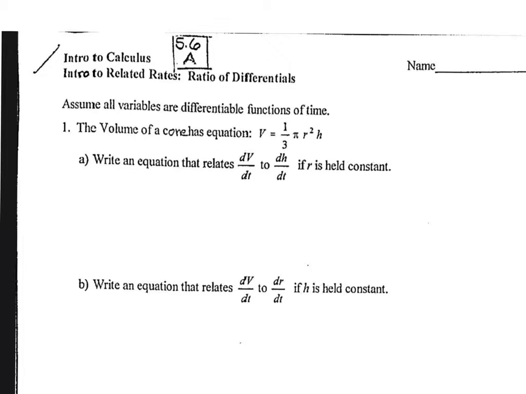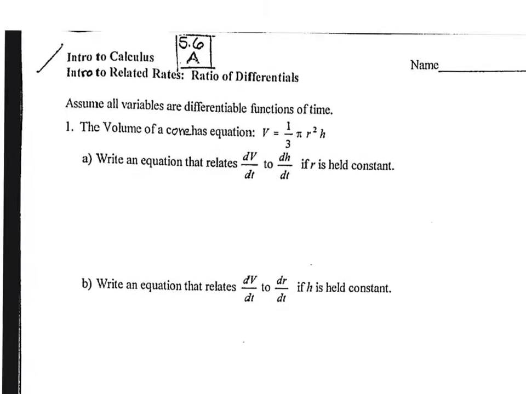So what we're going to do is take the derivative of the volume with respect to time, instead of the radius or the height like we've been doing. Let me show you what we're going to do. And r is held constant, so you have to think of r as just a constant. It's not a variable. h is going to be our variable, though.